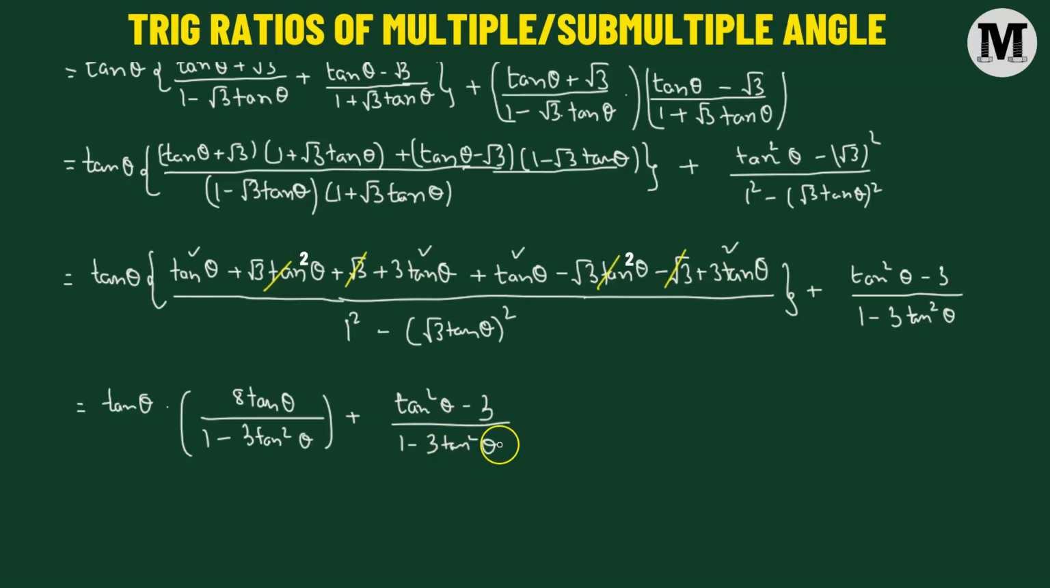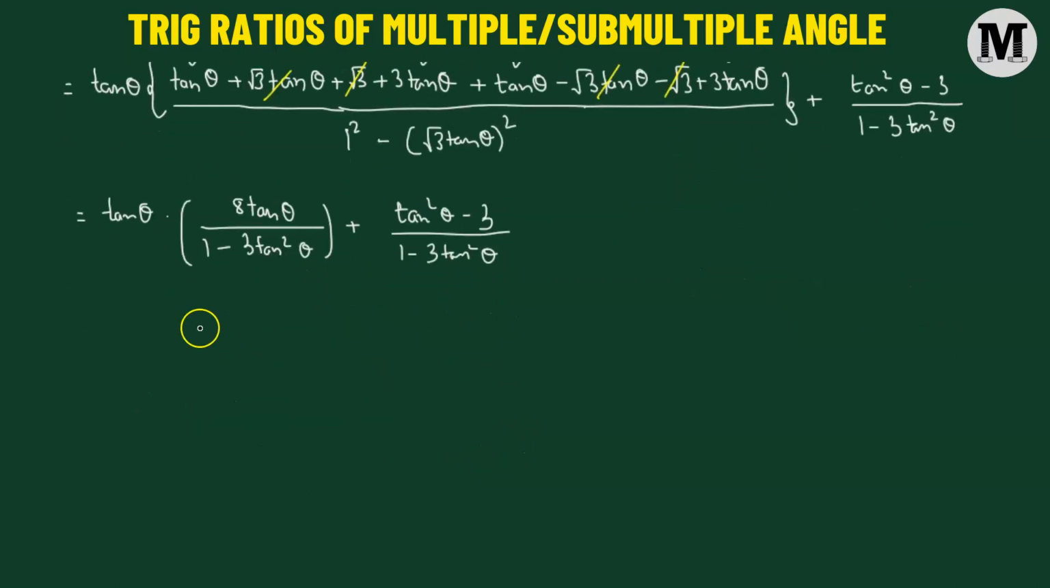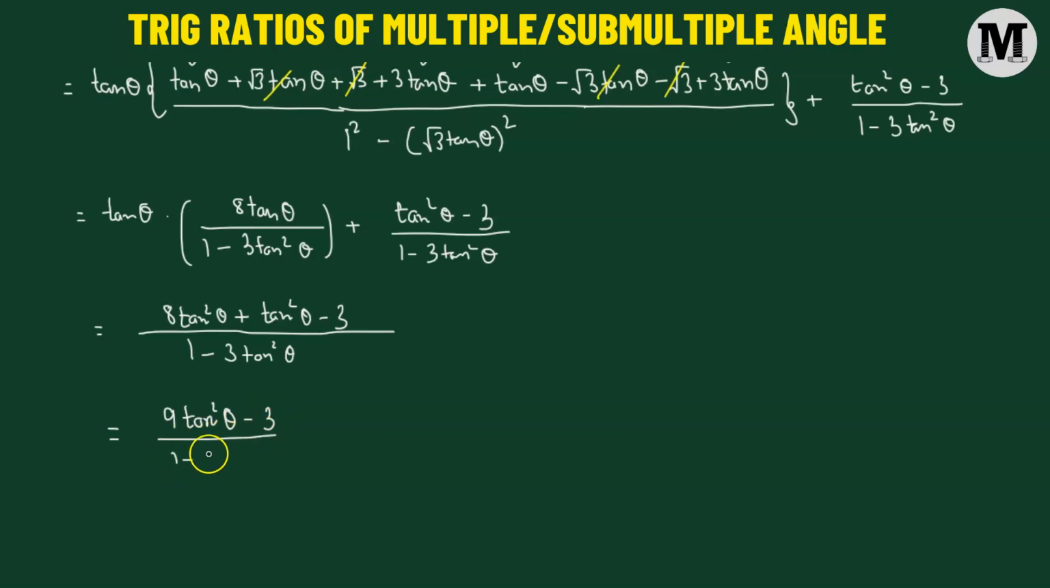So let's combine them. We'll have a common denominator of 1 minus 3 tangent squared theta. Now here 8 tangent theta times tangent theta, that will be 8 tangent squared theta plus tangent squared theta minus 3. Now 8 tangent squared theta plus tangent squared theta, that will be 9 tangent squared theta minus 3 divided by 1 minus 3 times tangent squared theta.